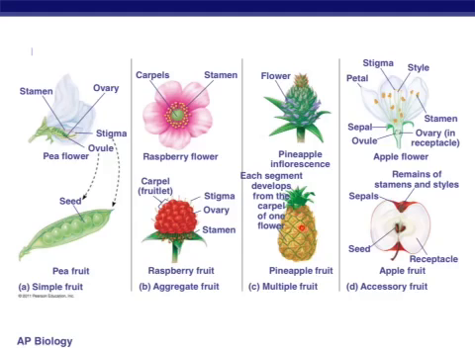And then we have an accessory fruit, and apples are a good example of that. They grow from the very bottom part of the flower. The seed is completely in the center. It's really fleshy on the outside. And then the little fuzzy parts that we always pull off at the bottom part of the apple, that is the remnants of your stamen and your styles from when they were the primary structures on your flower.